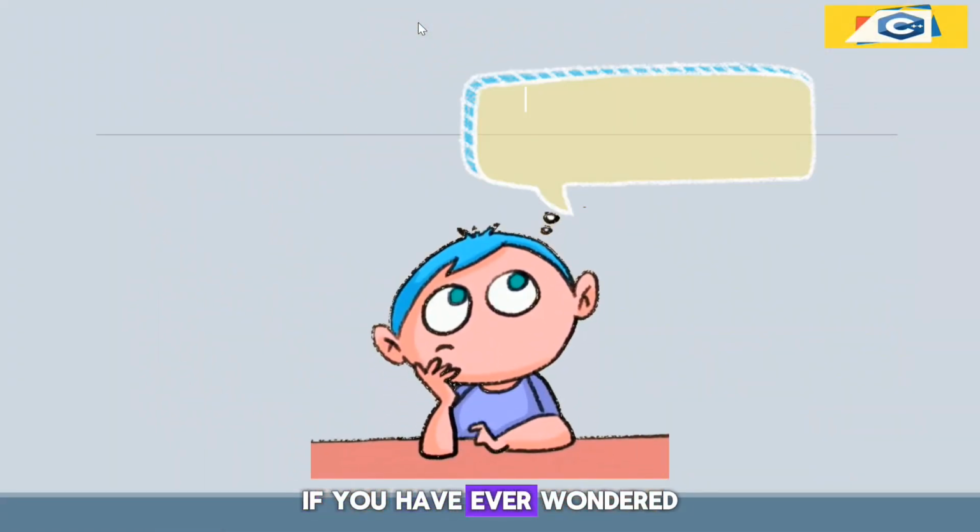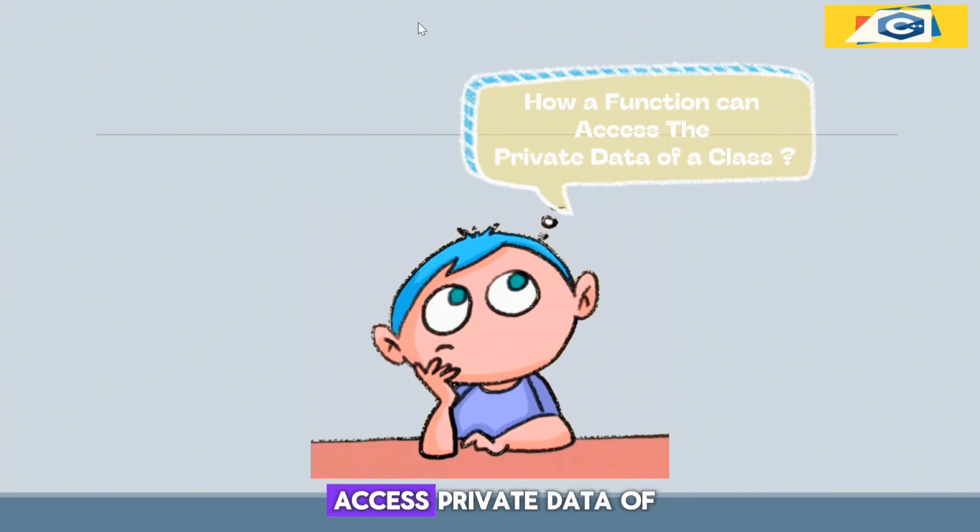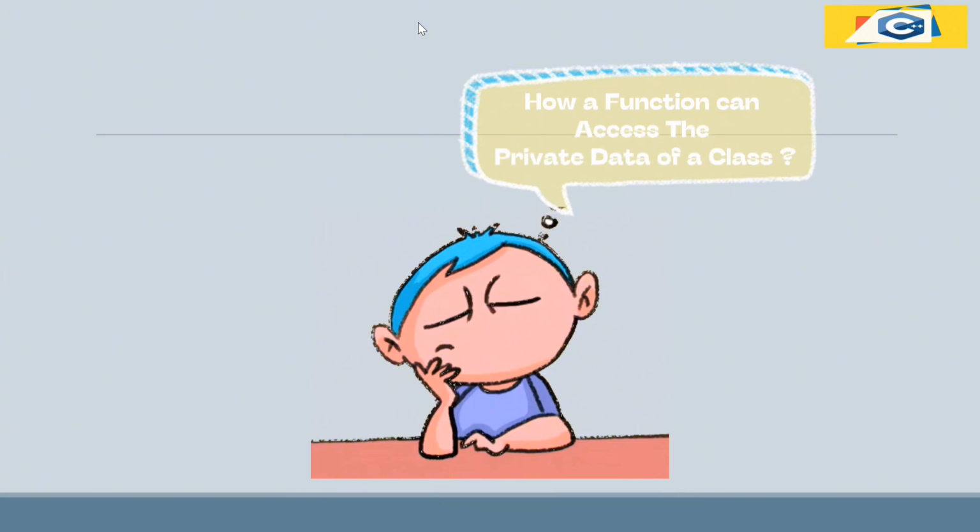If you have ever wondered how a function can access private data of a class without being a member of it, then stay tuned. Today we will learn about friend function in C++.